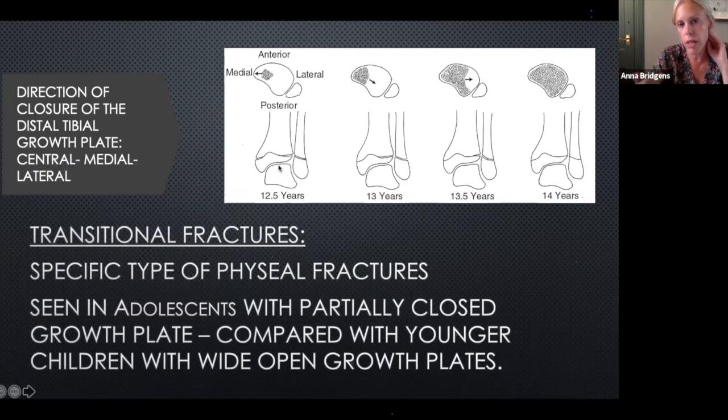If it is displaced, we would treat it with a partially threaded cannulated screw, either across the epiphysis, or if their physis is going to close soon and you can't get good fixation, you could go into the metaphysis as well. So yes, a transitional type fracture. And younger children with wider open growth plates just don't have this type of fracture.